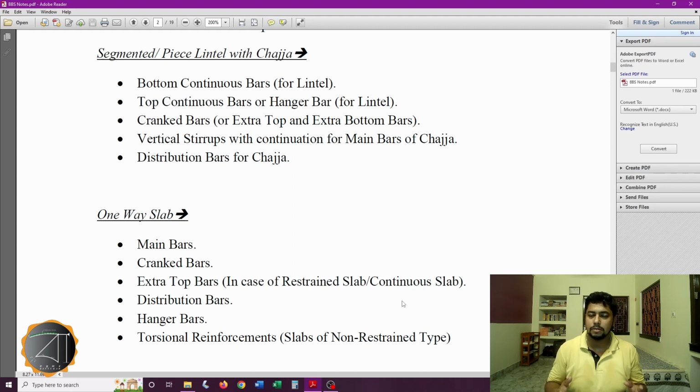If the slab is of non-restraint type, then you have to provide the mesh for the torsional reinforcement. We know there will be two meshes, one at the bottom and one at the top at the corners. This is only in the case where two adjacent sides are discontinuous, or at least there must be a discontinuous end or edge.